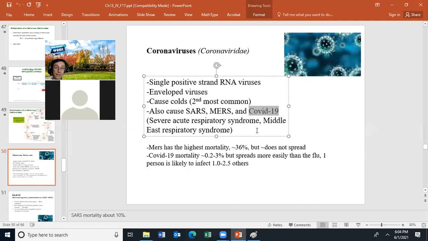COVID-19, by the way, got its name because it is a coronavirus, and that's what COV stands for. And then it was identified in 2019, and that's why it's ID-19. So that's where COVID-19 got its name.